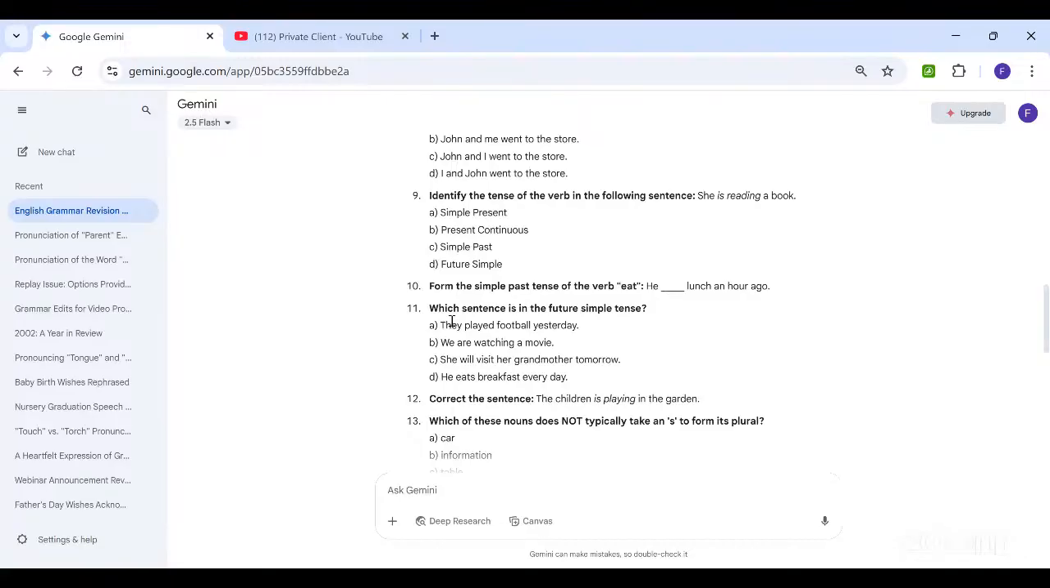Form the simple past of the verb eat. He ate lunch an hour ago. So the word eat, you're asked to change it into simple past tense. Ate. He ate lunch an hour ago.